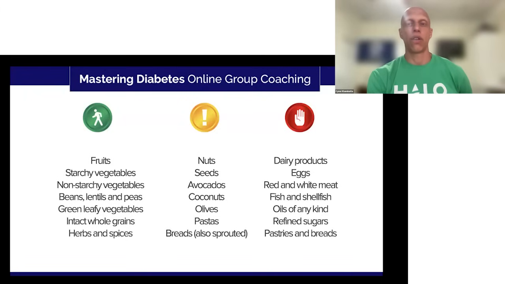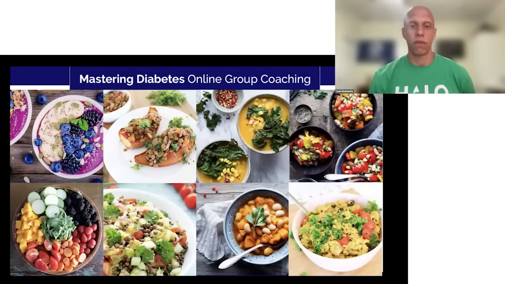And then in the red light category, these are foods that contain a lot of saturated fat, in particular dairy products, eggs, red and white meat, fish and shellfish, and oils of any kind. Okay, those are the saturated fat rich foods. And then refined sugars and pastries are put in this category too because they can trigger insulin resistance specifically in your liver, and we're trying to get away from that altogether.